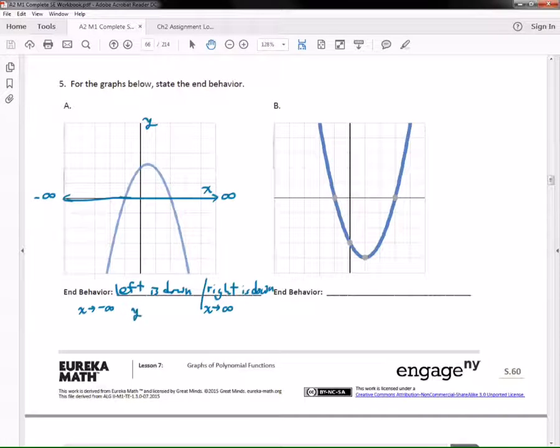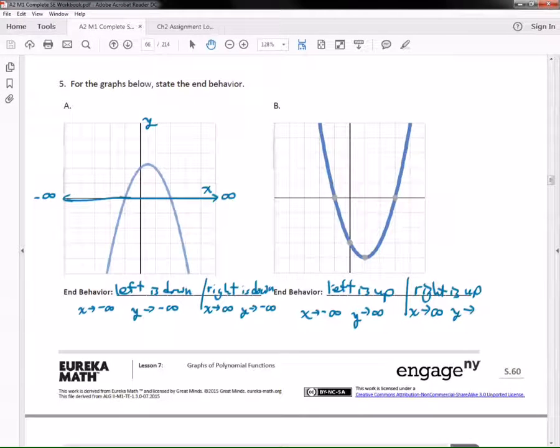This y function is approaching what as we go left? It's approaching down. So down would be negative infinity. And then on the right side, we have the same direction. It is approaching negative infinity. Another one. So this one, left is up. Right is up. So now we have the left, which is negative infinity, and we have the right, which is positive infinity, and then we're going to say y is going to positive infinity and y is going to positive infinity because they're both going up. So they're both positive infinity.